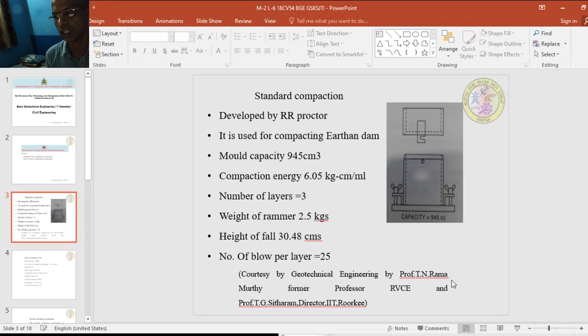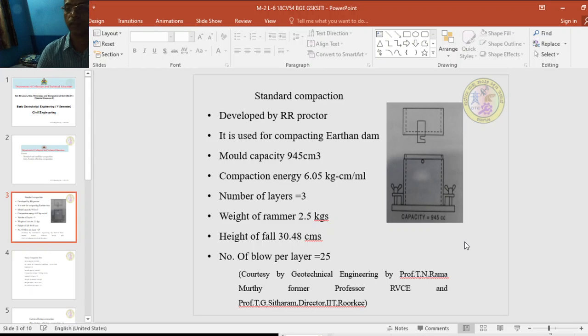This particular mold, as shown in the figure, has a capacity of 945 centimeter cube, with a 10 centimeter diameter and 12.67 centimeter height. Here we are using a mold and a base plate. This is your base plate, this is your mold, and this is the collar extension of the mold. This is the ringlet for fixing the mold to the base plate.